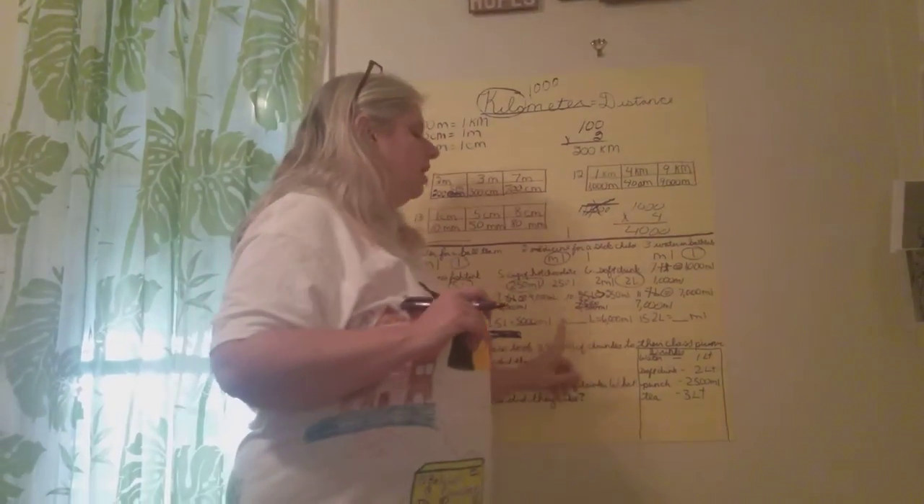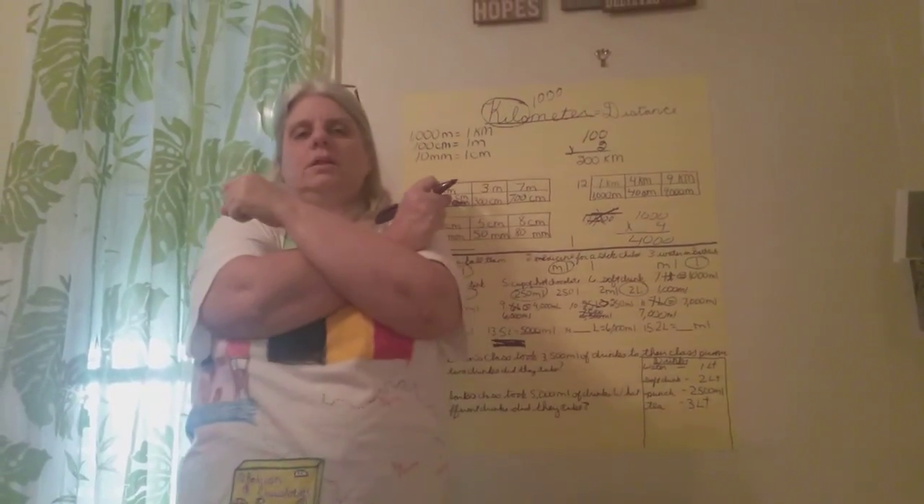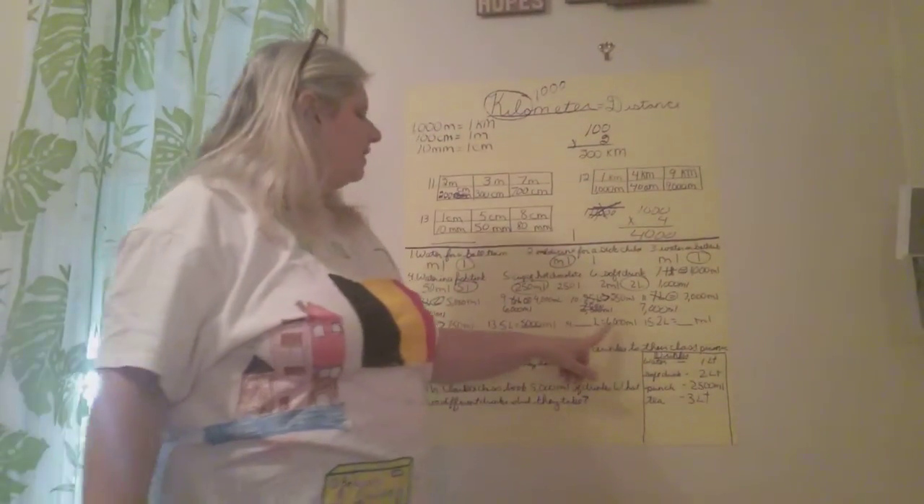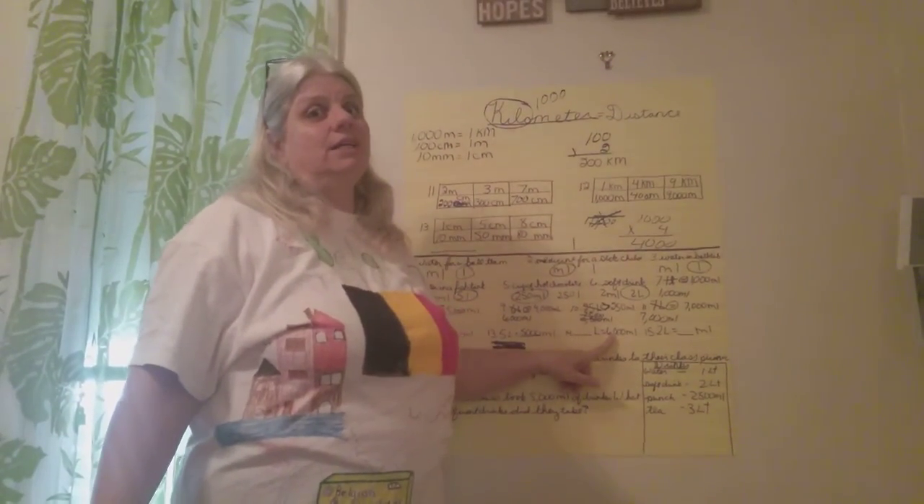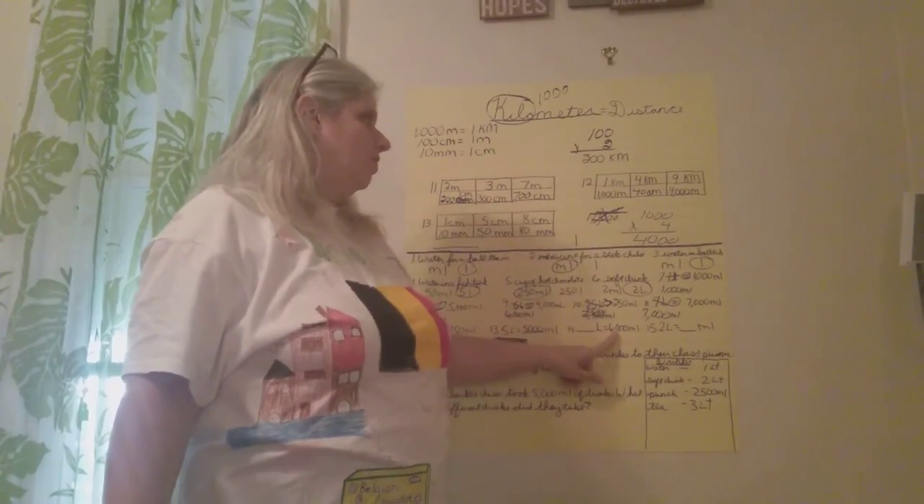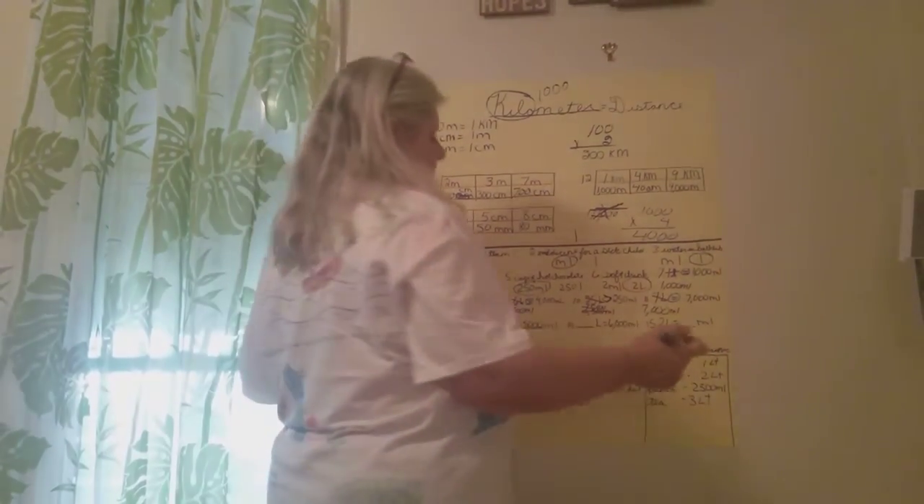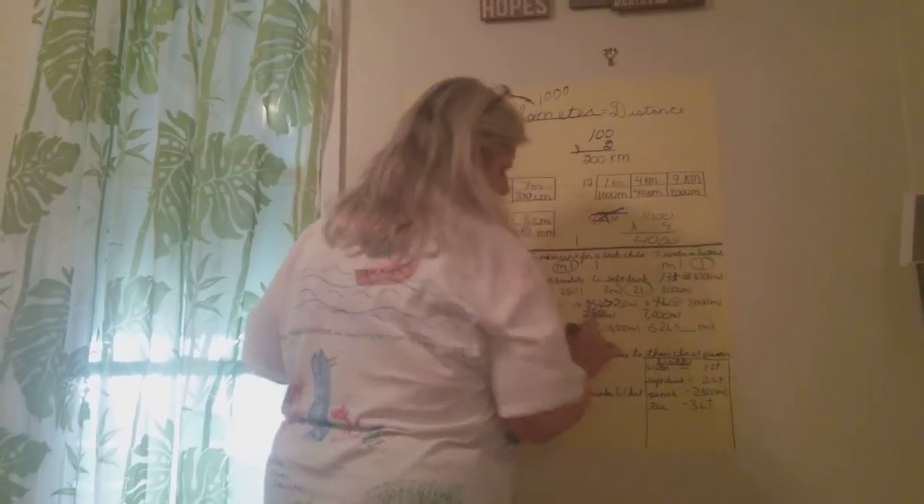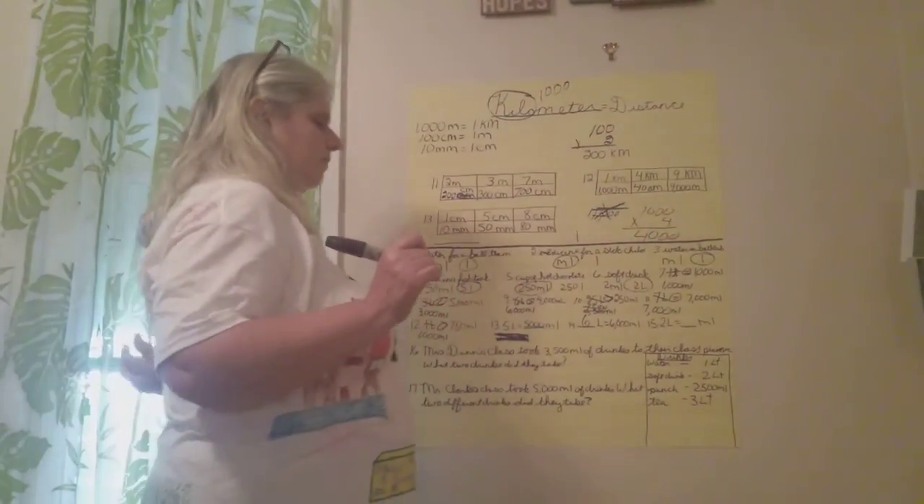All right. Now we're going the opposite way. We know our milliliters and we have to figure out our liters. So what is 6,000 divided by 1,000? Yes? What is it? 6. Very good. 6 liters. Okay?